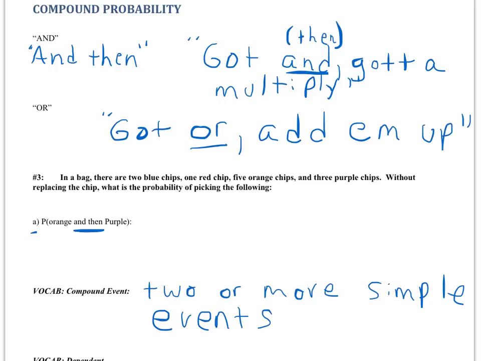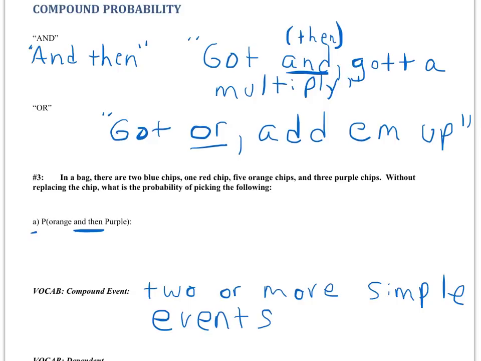Again, don't tell your English teachers I'm writing like this. Okay, so it goes like this. Again, this is just a clever, catchy way, with a rhythm, of remembering it. So it goes: got "and," gotta multiply. Got "or," add them up. Okay, got "and," gotta multiply. Got "or," add them up. So that's the way that you can remember it, and I'll explain what that means in a second.